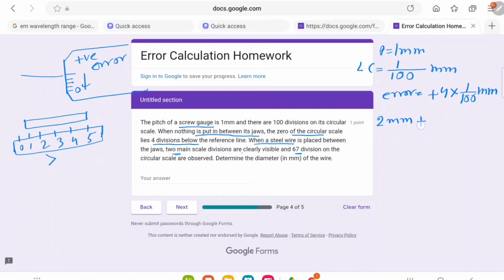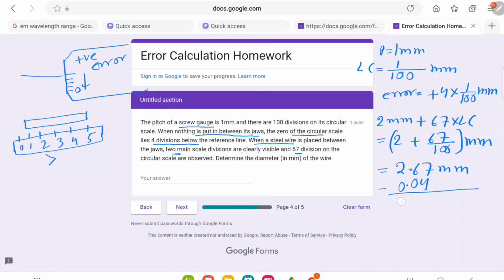So circular scale reading is 67 multiplied by the least count. This is our reading. So 2 plus 67 by 100, which is 2.67 millimeter. That is our reading. But we also have an error, and we will have to subtract that error from our system. So it becomes 2.63 millimeter. And that is our answer.